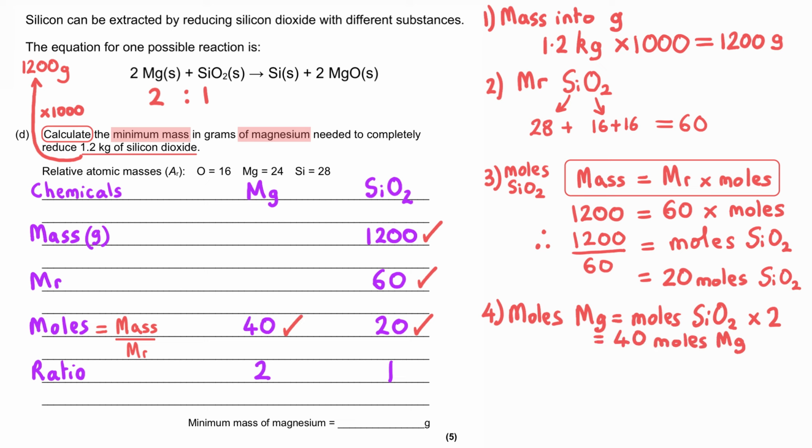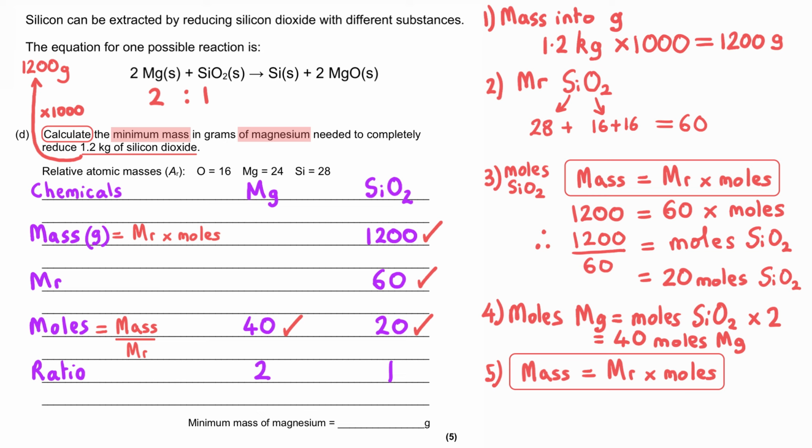And then for the final mark, we need to work out what mass this number of moles of magnesium will have. And so again, we need to return to the mass equals relative formula mass multiplied by moles equation. This time we're using it in its more straightforward form, because the mass of magnesium is what we want to work out, and this is 24 multiplied by 40, which gives us 960 grams of magnesium.